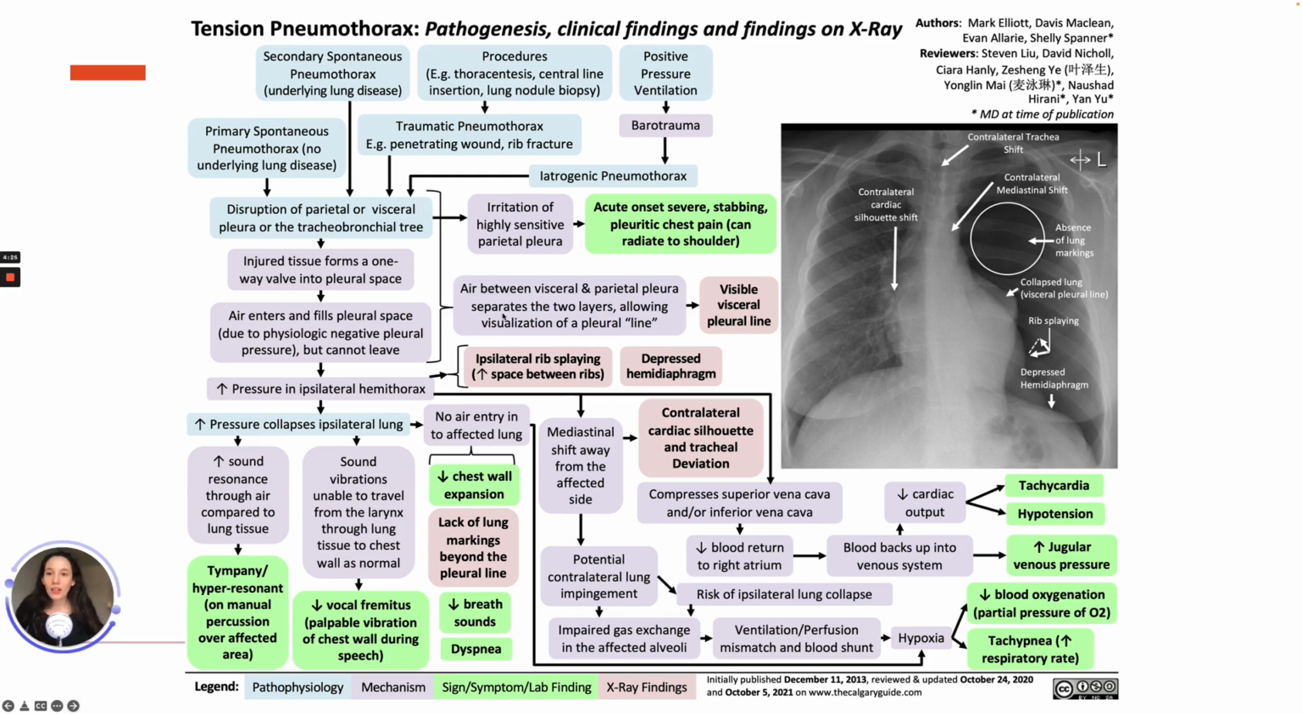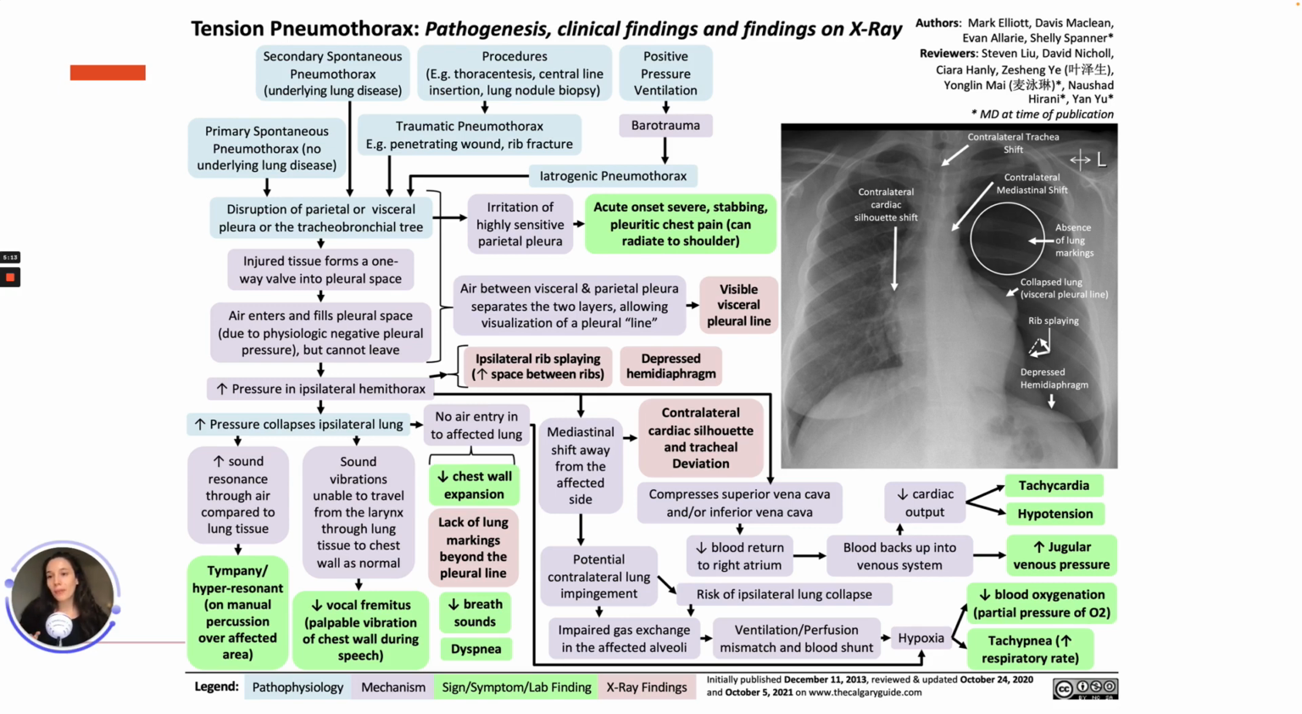And then anything that is red is going to be the X-ray findings. So this is what leads to the visible visceral pleural line. They may also see ipsilateral rib splaying, which is an increased space between the ribs, or a depressed hemidiaphragm. So again, you won't need to know in nursing school how to read an X-ray or the different things you'll see on an X-ray, and there is this really great chart showing the X-ray, and the different things that you would see are pointed out, but you don't need to memorize this. This is just a fun chart. I really like this chart, and it is kind of interesting to look at.